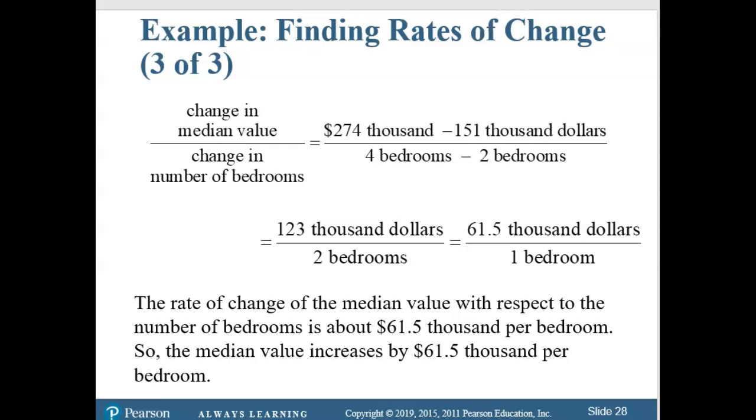So the rate of change could be written out as 274,000 minus 151,000, all divided by 4 bedrooms minus 2 bedrooms. And you'll find out that it worked out to be $123,000 for 2 bedrooms. You can then simplify it to 1 bedroom. So every time you want to go up by 1 more bedroom, you can expect to add $61.5 thousand to the purchase price. So that will help you decide how many bedrooms you can afford.